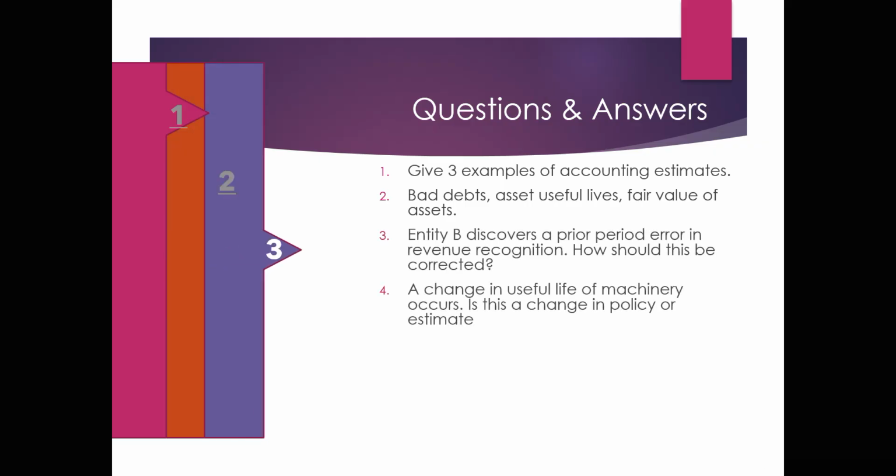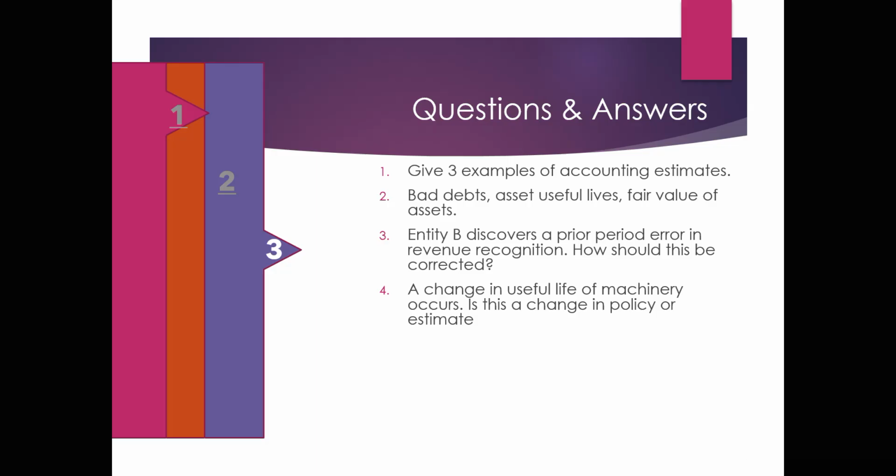That's the answer. So the next one is: entity B discovers a prior period error in revenue recognition. How should this be corrected? I've used that as an example. Can Sandra answer this for us, please? Well, David, you need to answer the fourth one for us.